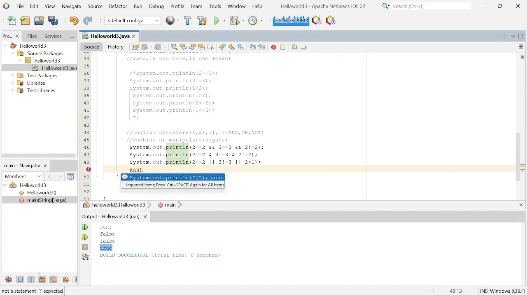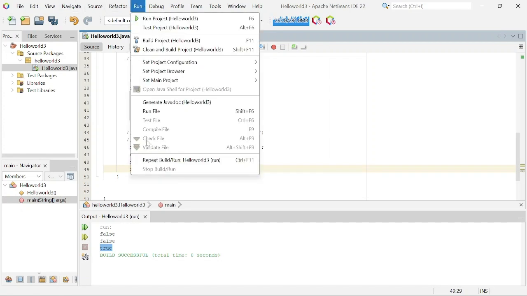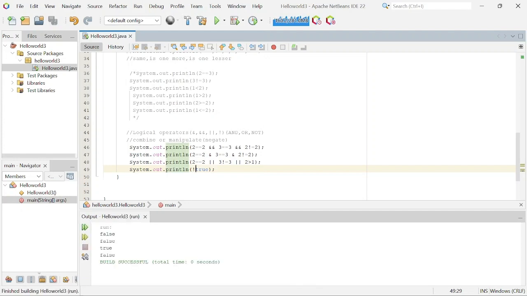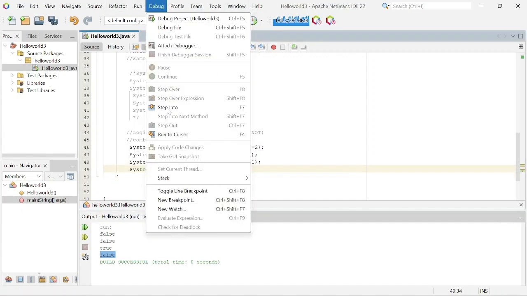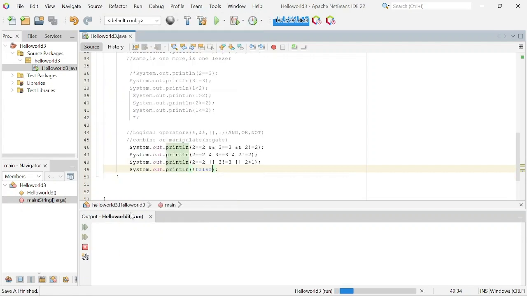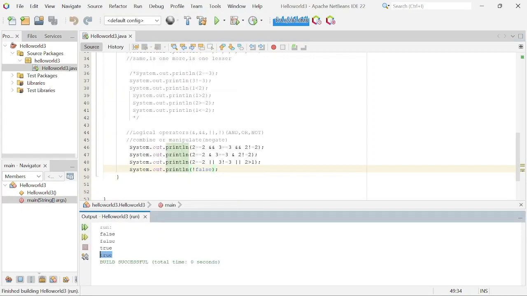What do I mean by that? If I literally type true, well, true is a boolean, right? So if I try to negate it, I will invert the value. So true inverted is false. If I type false here, then if you try to run it, you will get a true here.